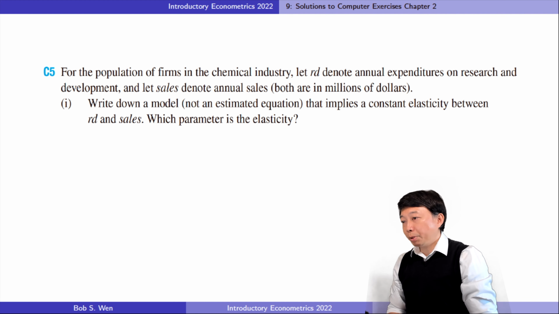Now we are in the computer exercise 5. A constant elasticity model is a log-log simple regression model. Both the outcome variable and the explanatory variable should be in the log terms. The slope parameter is the elasticity.